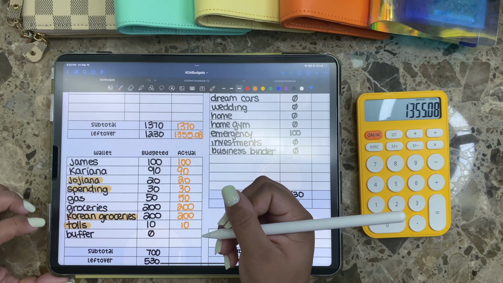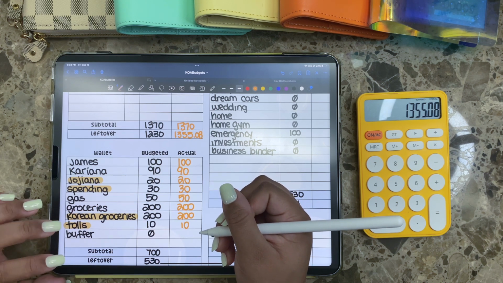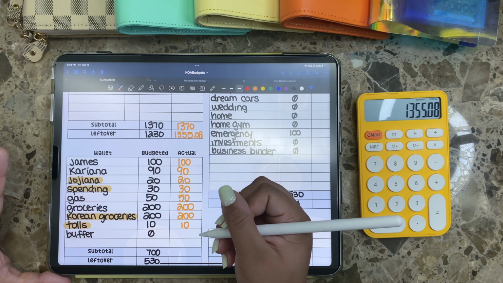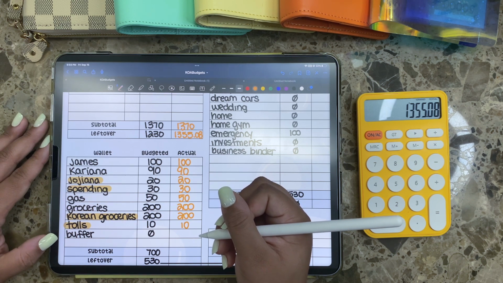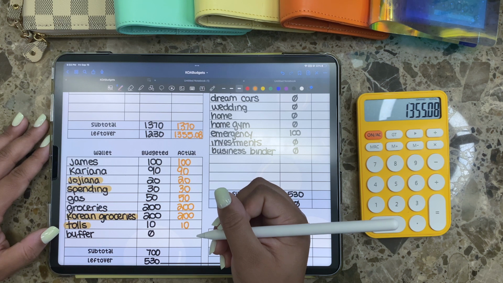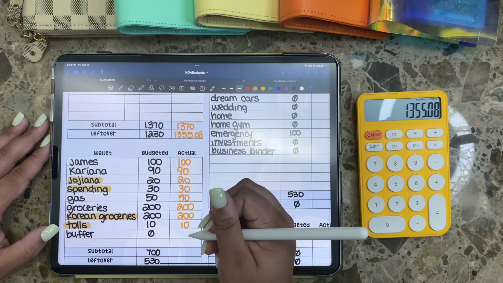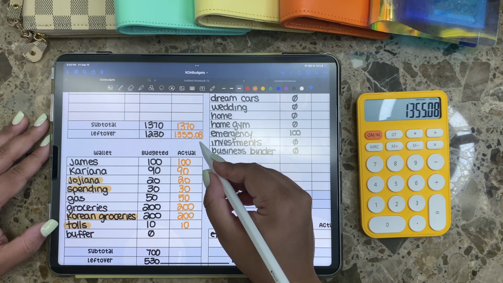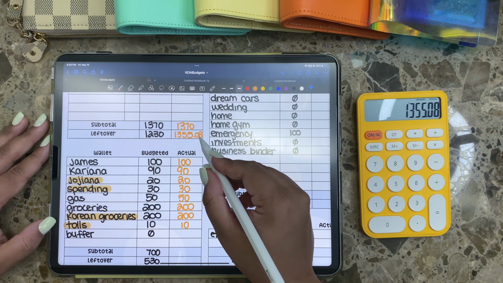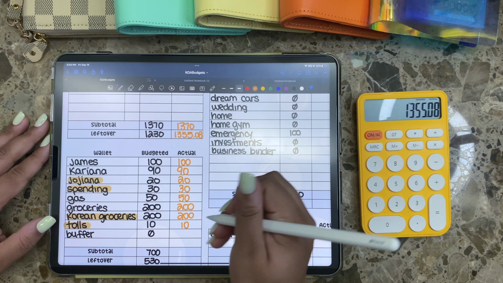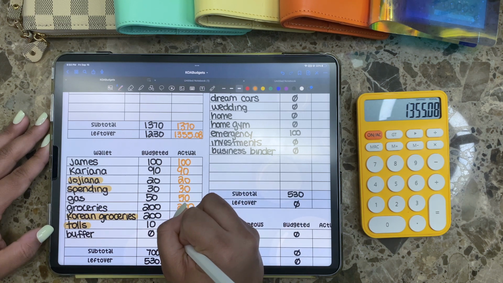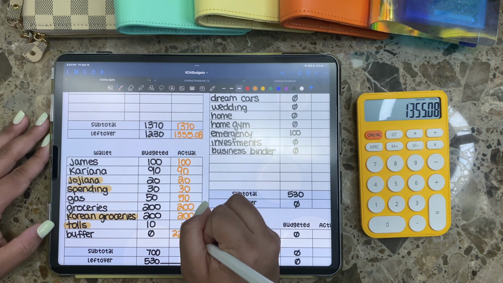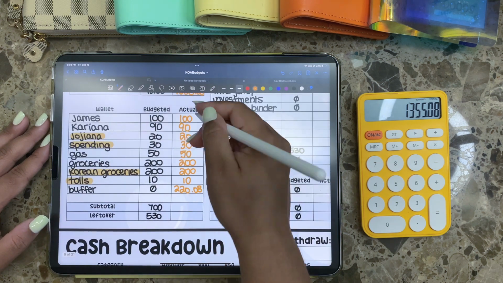Normally I like to keep $100 in the buffer just for any time we may need to swipe the card, but I do have to make a couple purchases that I need to cover, so my buffer is going to be a lot more than what it normally is. And on top of that, I do take the cents that are left over up top and just put that in my buffer. So I'm going to do $220.08. And now I'm going to total all that.